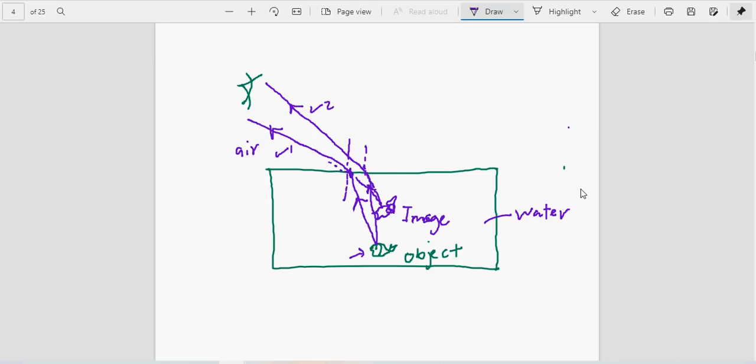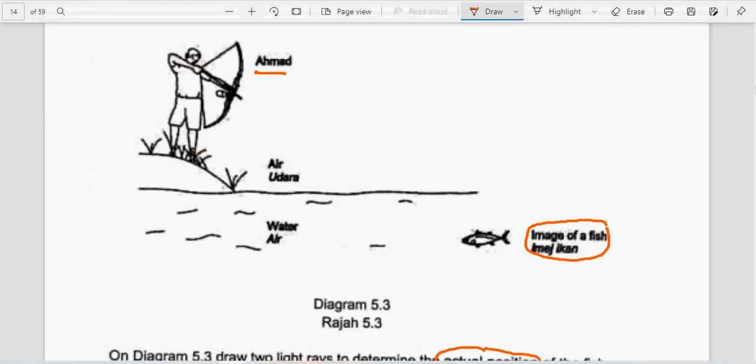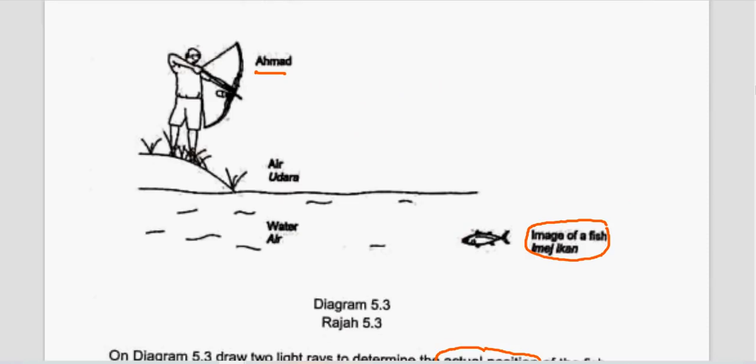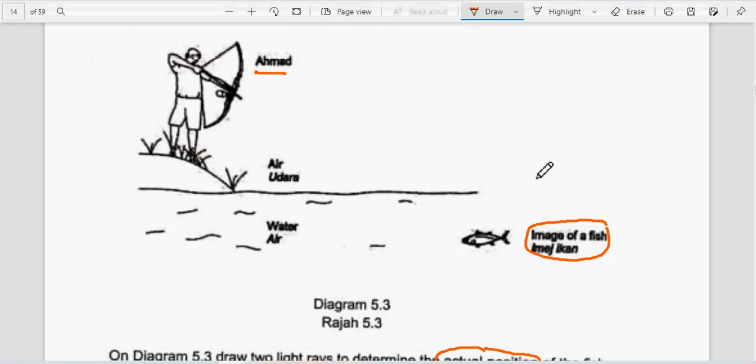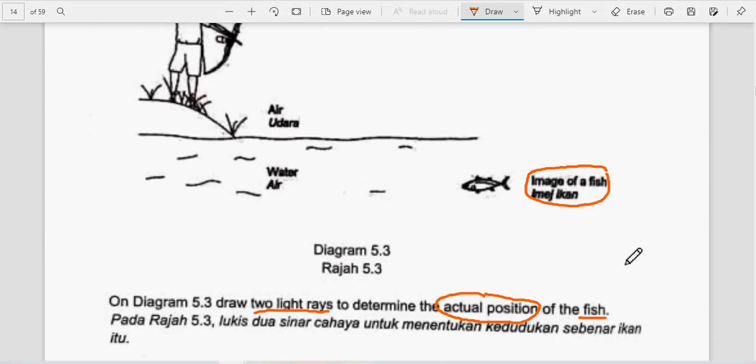Now, in the question that we have, the Kelantan paper, the image is already drawn. So you need to draw the object. Referring to this diagram again, the object should be drawn under the image, di bawah image. As long as your object is under the image, that will give you, I think, 2 marks. Usually 3 marks, but here it's okay. So you need to draw the object under the image. So here is the object.